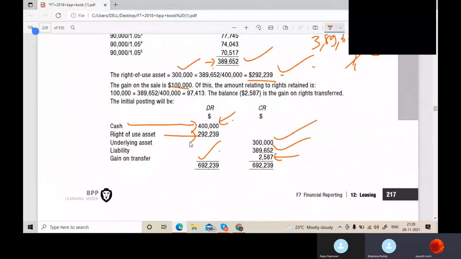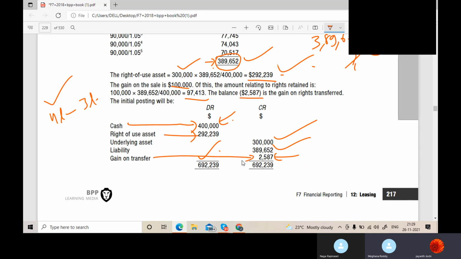So here what is happening is this 1 lakh is the gain from sale. That is 4 lakhs minus 3 lakhs. That 1 lakh is as per 4 lakhs. But as per this liability, the present value of all payments, what is the gain? 97,413. 1 lakh minus 97,413 is 2,578. That is your gain on transfer. Finish. Okay. Yes, sir.